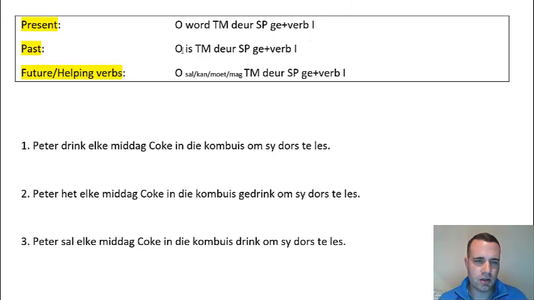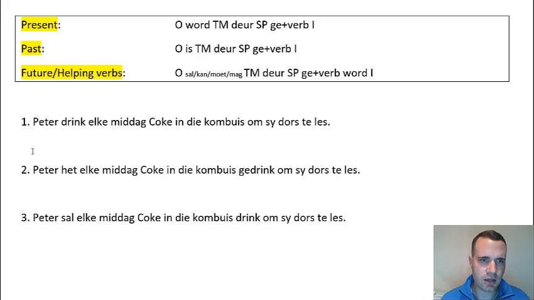Okay, past tense you use is deur, and then future tense, or for any of the helping verbs, they would go in there. Okay, time, manner, subject, place, ge, verb, infinitive. We must just not forget to have the word over here. Okay, that's also in that formula. Alright, so let's look at 3 examples here and just apply this formula. Pieter drink elke middag Coke in die kombuis om sy dors te les. Peter drinks Coke in the kitchen every afternoon to quench his thirst.